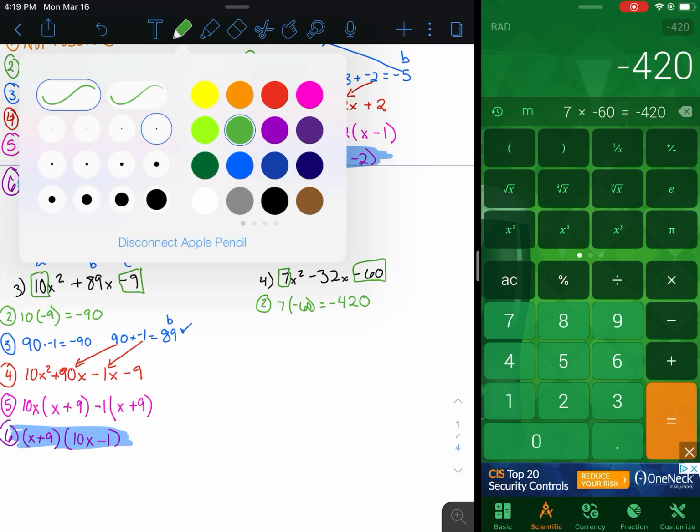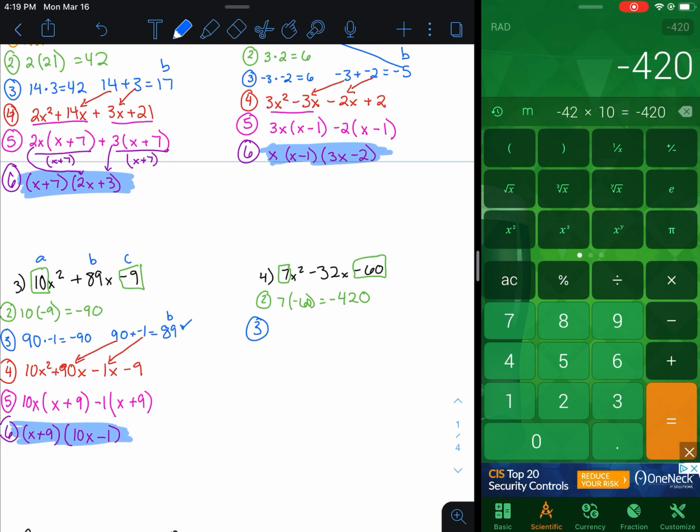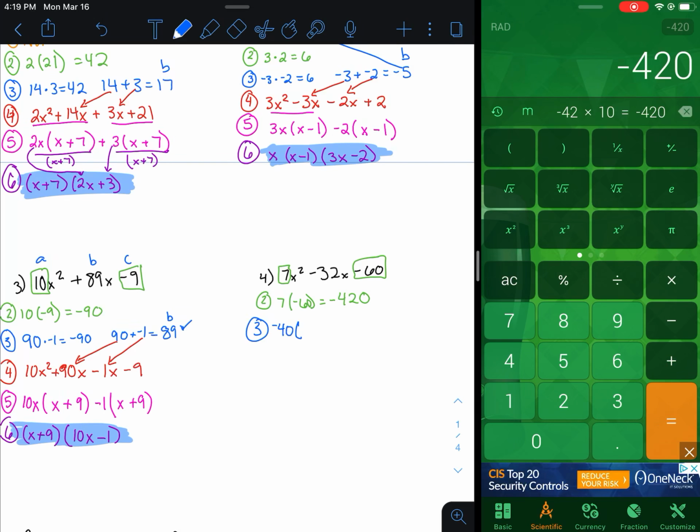Okay, so this is where, unfortunately, guess and check really has to come into play. So I'm going to use negative 42 and 10. If I add them, that's going to give me negative 32. Also, negative 42 times 10 is going to give me negative 420. So it does work. Negative 42 times 10 gives me negative 420, and then negative 42 plus 10 gives me negative 32.